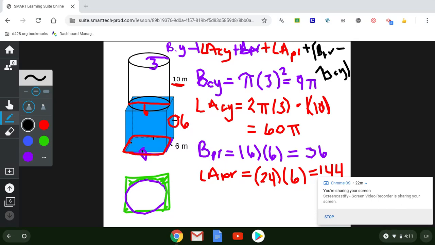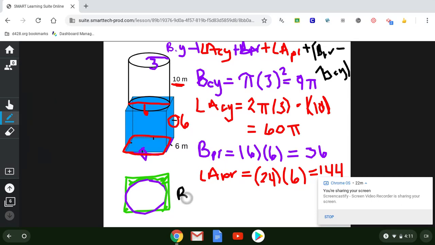All right, and then now the fun part, where I have to take the base of the prism and subtract the base of the cylinder. What's cool about doing all the other parts before this one is that I already found these values. Okay, so the base of the prism is right here, and it's 36. So I can take 36 and subtract the base of the cylinder, which is right here, and it's 9 pi.